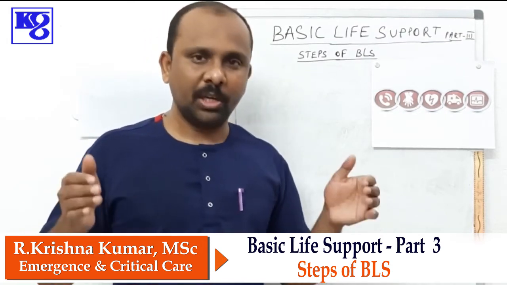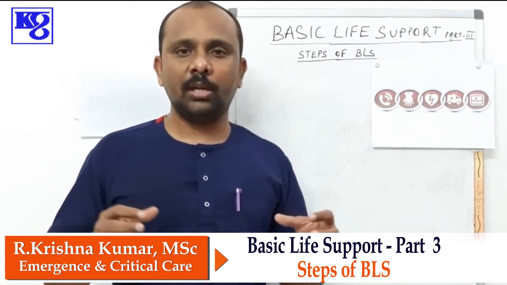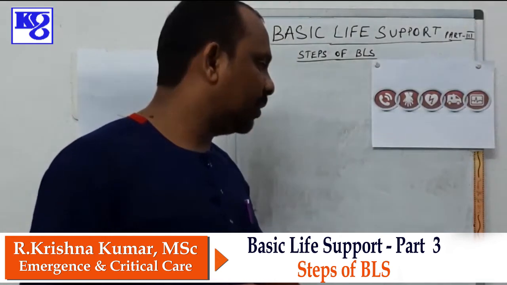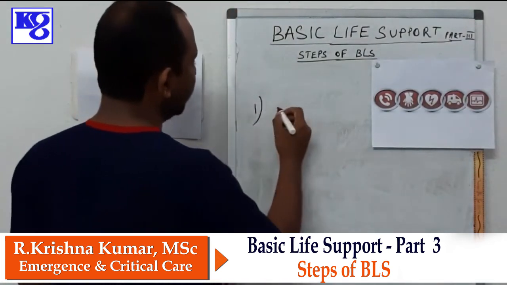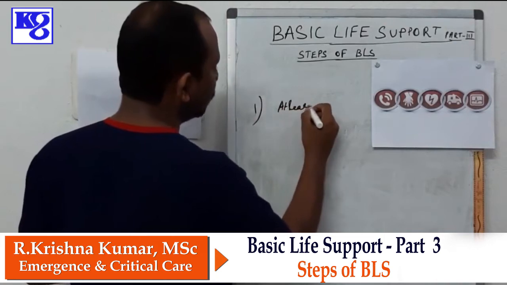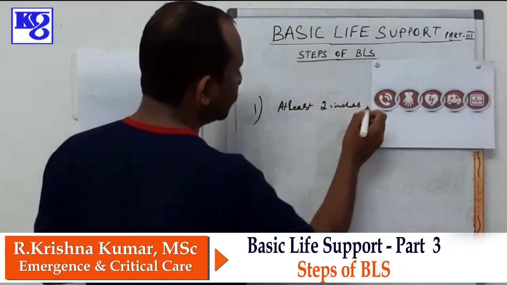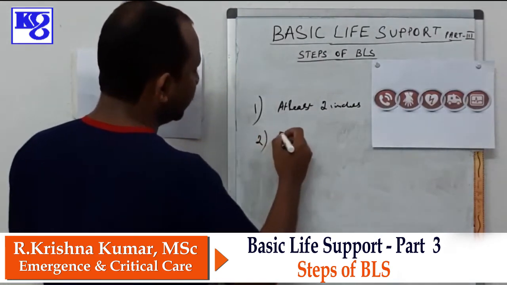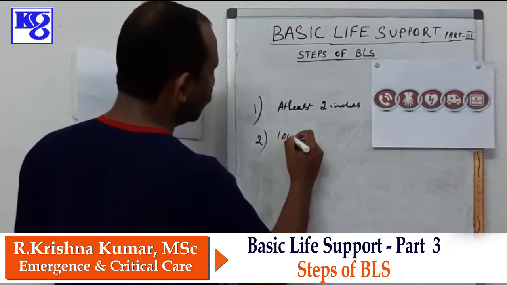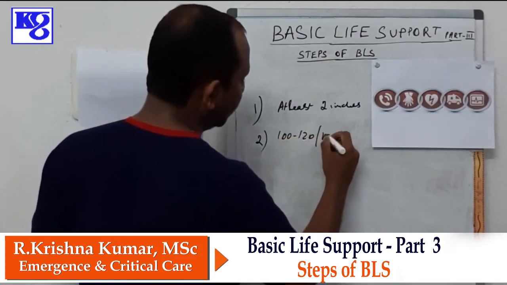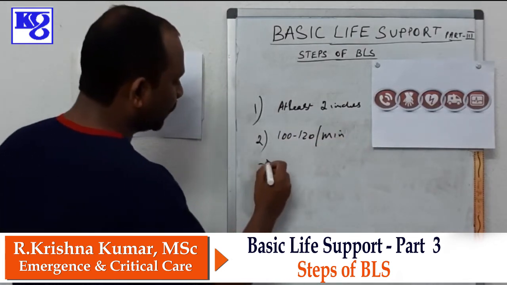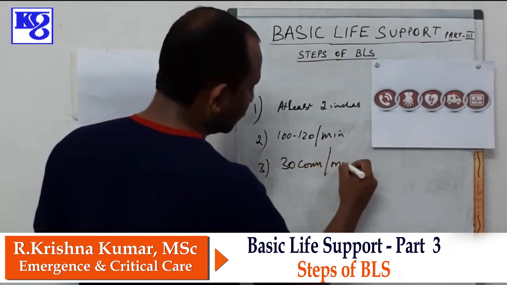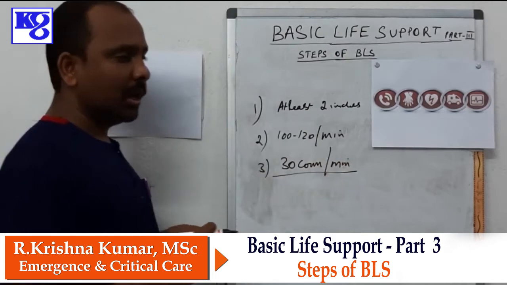Now we all know about the compressions and ventilation. So what are the features of high quality chest compression? One is depth of compression. Depth of compression is at least 2 inches, around 5 centimeters depth. Next thing is the rate of compression, which is 100 to 120 per minute. This is the speed of compressions. How many compressions we have to do is 30 compressions. So this is the basic principle we have to follow.